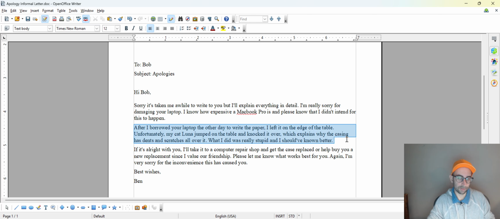Now here we go into this kind of little story I came up with to explain what exactly had happened for this laptop to be damaged. After I borrowed your laptop the other day to write the paper, I left it on the edge of the table. Unfortunately, a negative adverb, my cat Luna jumped on the table and knocked it over, which explains why the casing has dents and scratches all over it. Think about ways you can introduce complex sentences. You don't want your entire letter just to consist of simple sentences. Like here I have this complex sentence involving after, this after sentence, and I also have a complex sentence here using which.